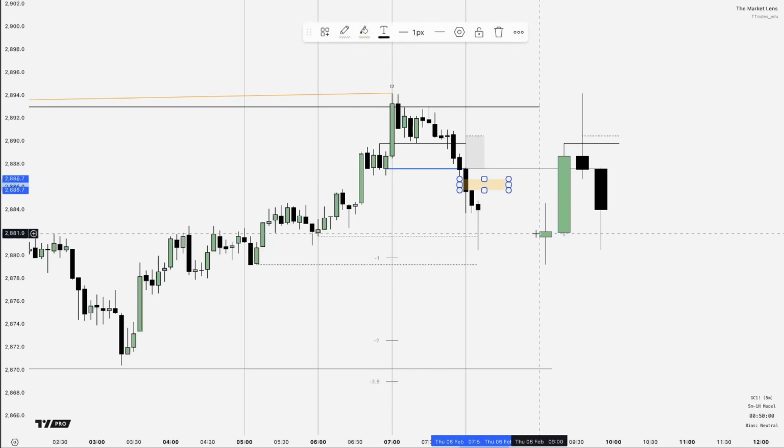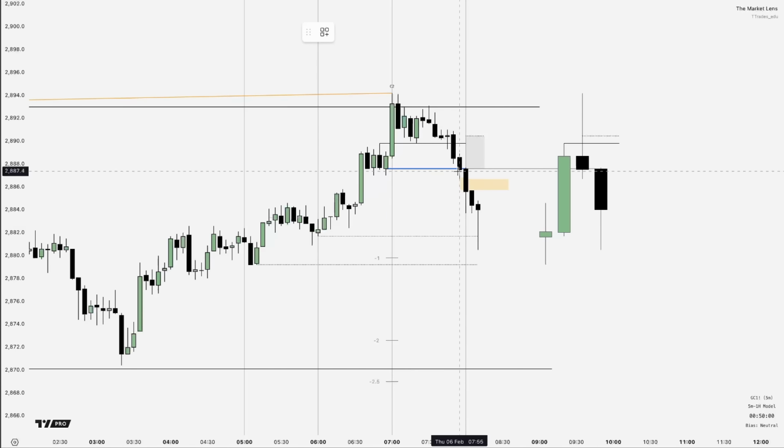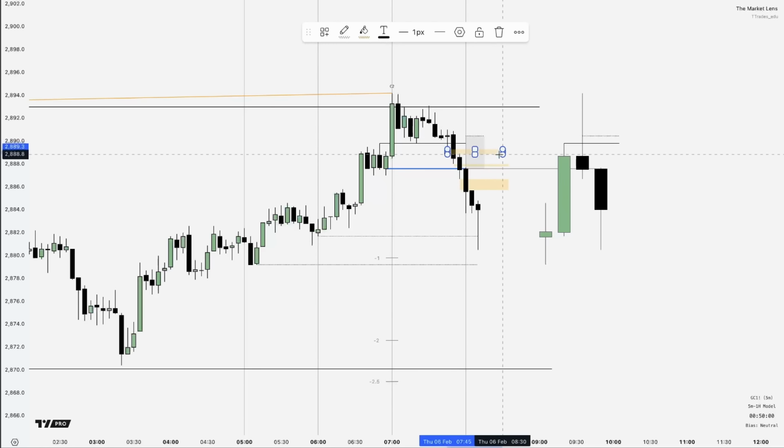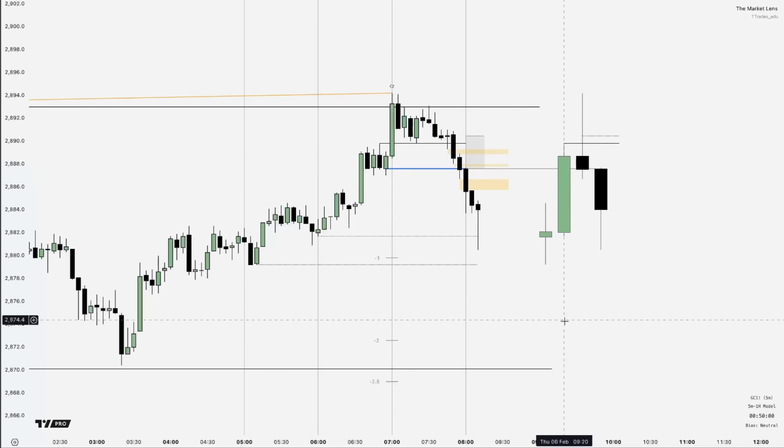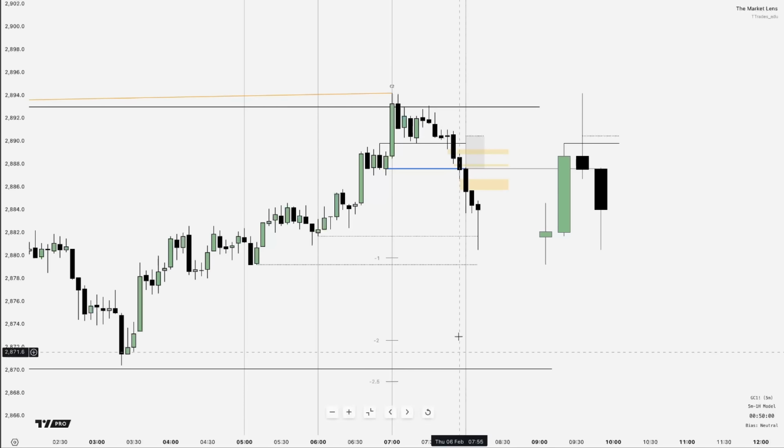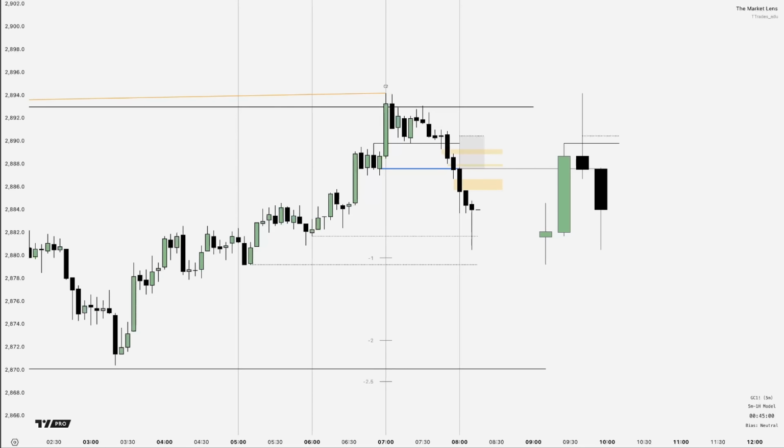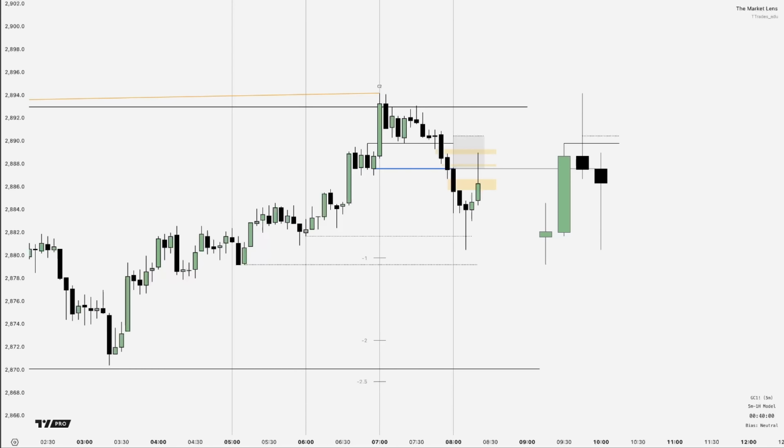So marking out these fair value gaps here, there's one, and even one above. How do I know which one to look for? And the reality is I don't need to know which one forms the high because I'm not looking to trade the high. I'm going to let the high form and then trade the continuation off of it or the order block formation. So let's see if we get a continuation.